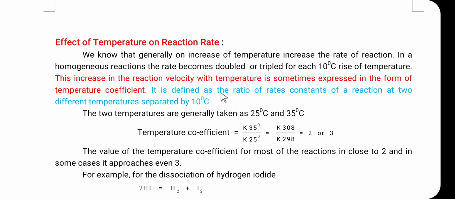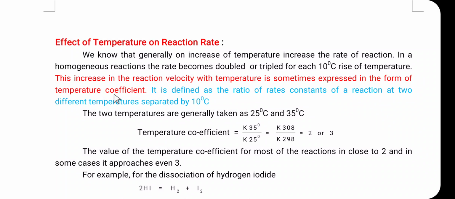All of you know that when we discussed the factors affecting the rate of a chemical reaction, we already discussed the first factor, that is the temperature, which affects the rate of reaction, and as we increase the temperature, generally the rate of the reaction also increases. In some homogeneous reactions, the rate becomes double or triple for each 10 degree Celsius rise in temperature. That means for a chemical reaction, if we increase the temperature by 10 degree Celsius, the rate of the reaction may be double or it may be triple.